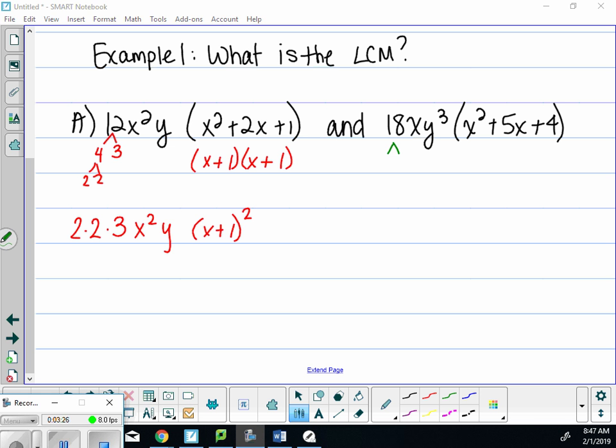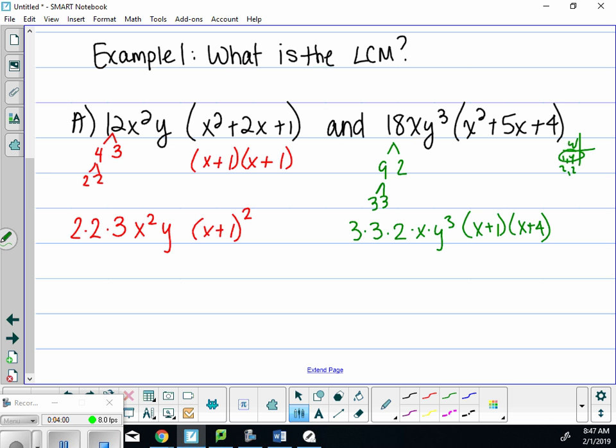18 breaks down into either 6 times 3 or 9 times 2. 9 breaks down into 3 times 3. So we get 3 times 3 times 2. We have an x. We have a y cubed. x squared plus 5x plus 4. Two numbers that multiply to 4. We either have 1 and 4 or 2 and 2. That add to 5, it has to be 1 and 4. So x plus 1 times x plus 4.